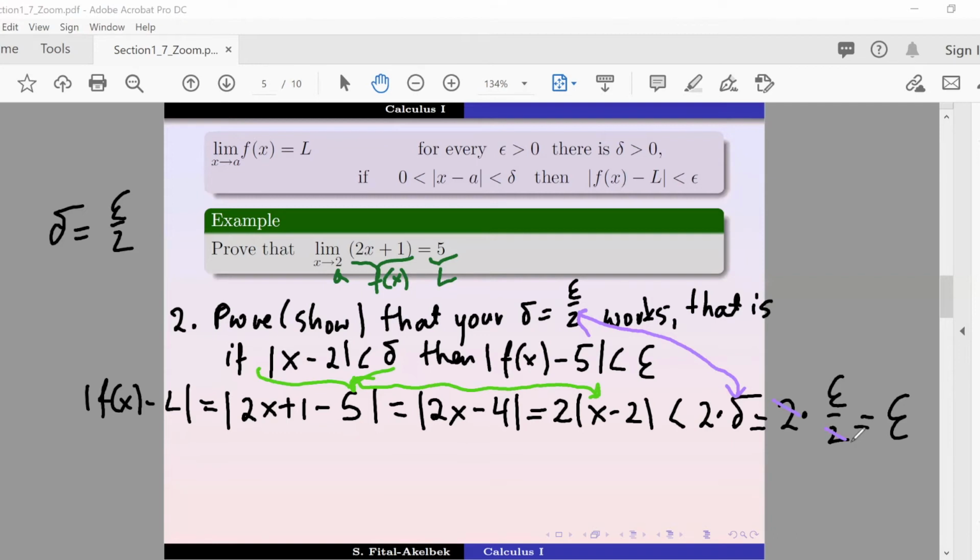And then if we look at the beginning, we started with this. This is equivalent, equivalent, less than, equivalent to epsilon. So what I showed is that absolute value f of x minus L is less than epsilon. And that's what was needed. So the proof is completed.